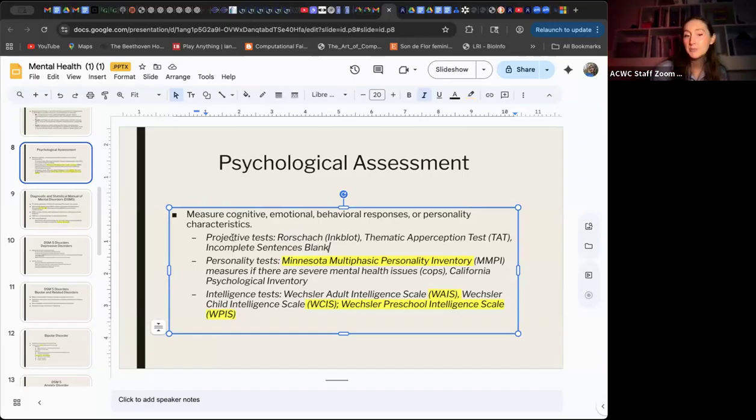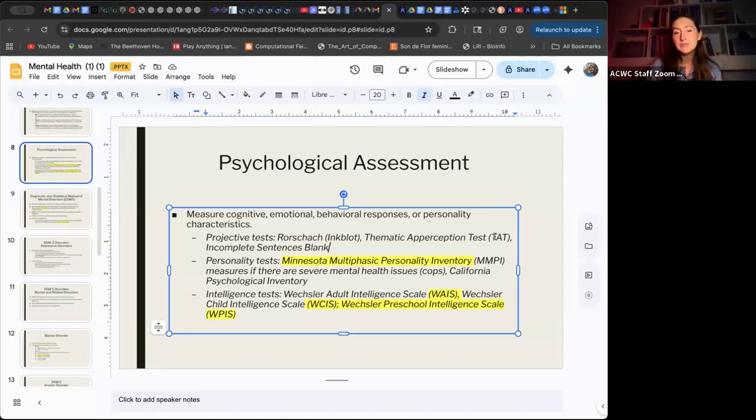Now up here, the projective tests, the Rorschach, the TAT, the incomplete sentences, those all go more with the psychoanalytical or the psychodynamic approach. And it's called projective because, according to this psychoanalytic approach, we project onto those tests from our unconscious. Remember, Freud was always trying to access our unconscious and see what was there. So that's how I think of this and remember it. With a Rorschach ink blot, you look at that ink blot and, according to this, you're projecting from your unconscious onto it.